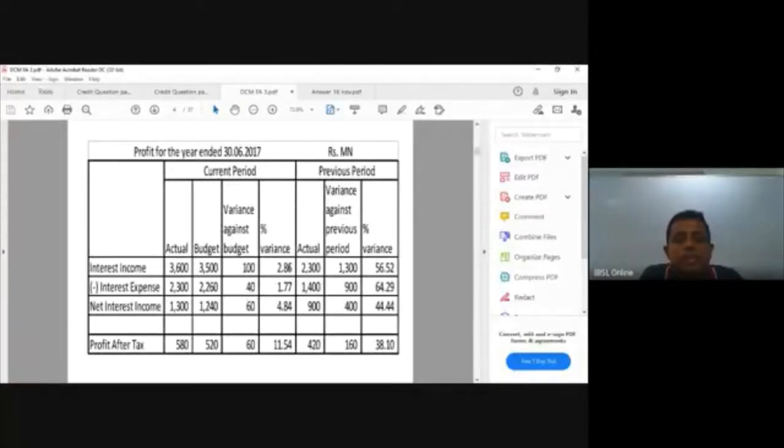Increase compared to the budget. We go to the next column, that is previous year amount. Previous year it was 420, and compared to the 580 current year, the variance is 160. Then 160 divided by 420, that is 38.1%. Meaning our current year PAT is more than previous year by 38.1%. This is called horizontal analysis. Very easy to calculate and easy to understand.